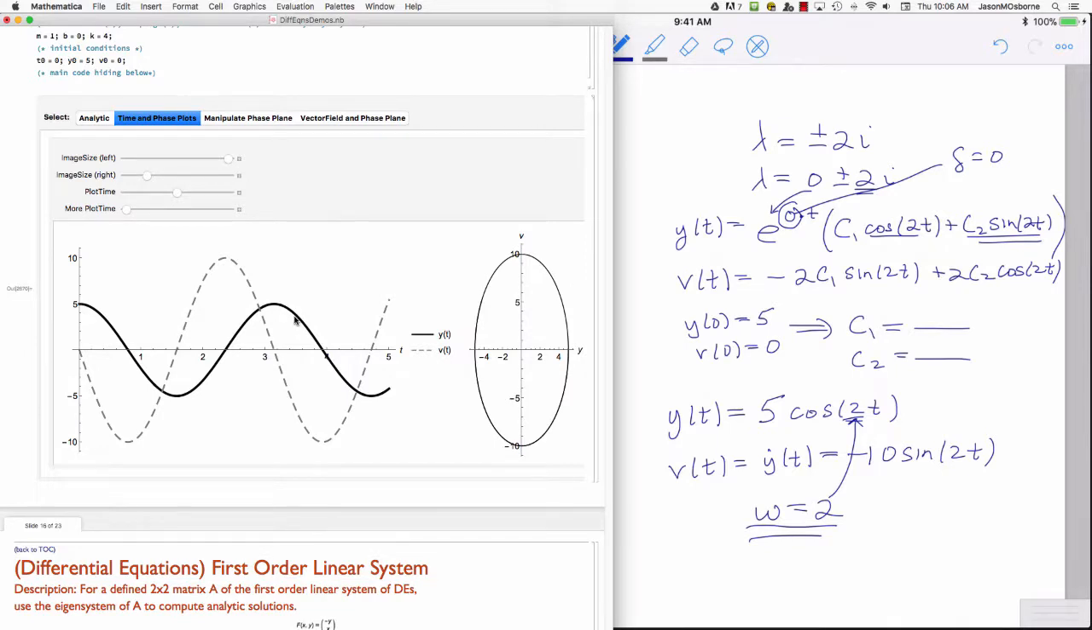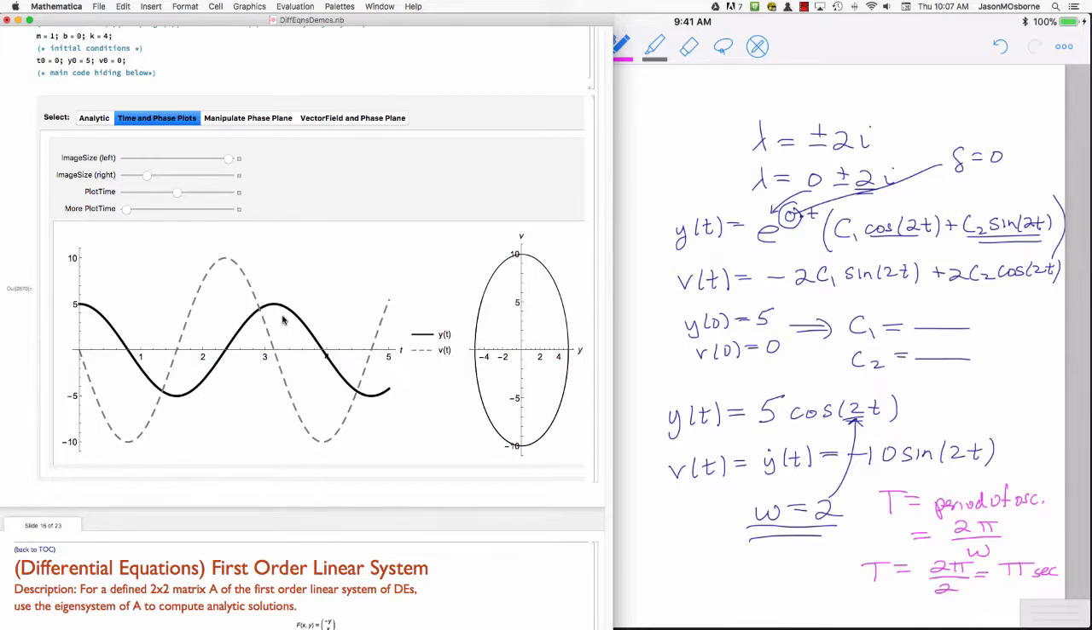The trick here is to remember the formula for T, the period of the oscillation. It's 2 pi divided by the angular frequency omega. So the period is going to be 2 pi divided by 2, because omega was 2, so the period comes out to be pi seconds. If you're looking on the graph for y, the time it takes to go from a peak to the next peak is a little bit more than 3 along the t-axis, which is exactly what pi is.